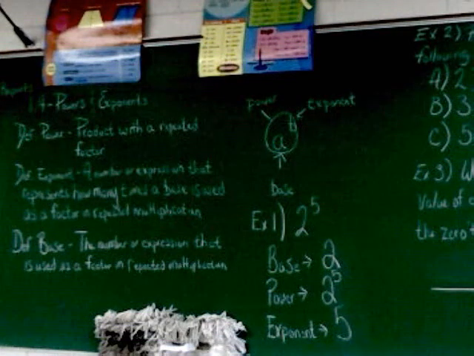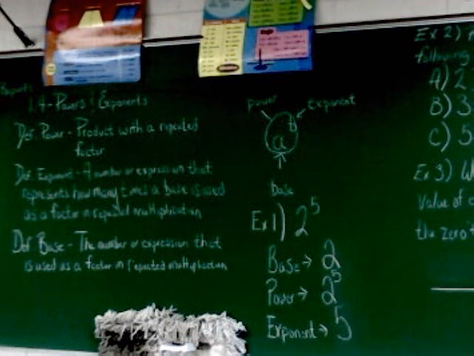Okay, in example 2, we're not actually going to do any writing. They just want to make sure you can read the following powers correctly. So in part A, you would want to say 2 to the 5th or 2 to the 5th power. What don't you want to say? You don't want to say something like 2 to the power of 5. That's incorrect. So, part B. Read part B for me. 3 to the 2nd or 3 to the 2nd power.